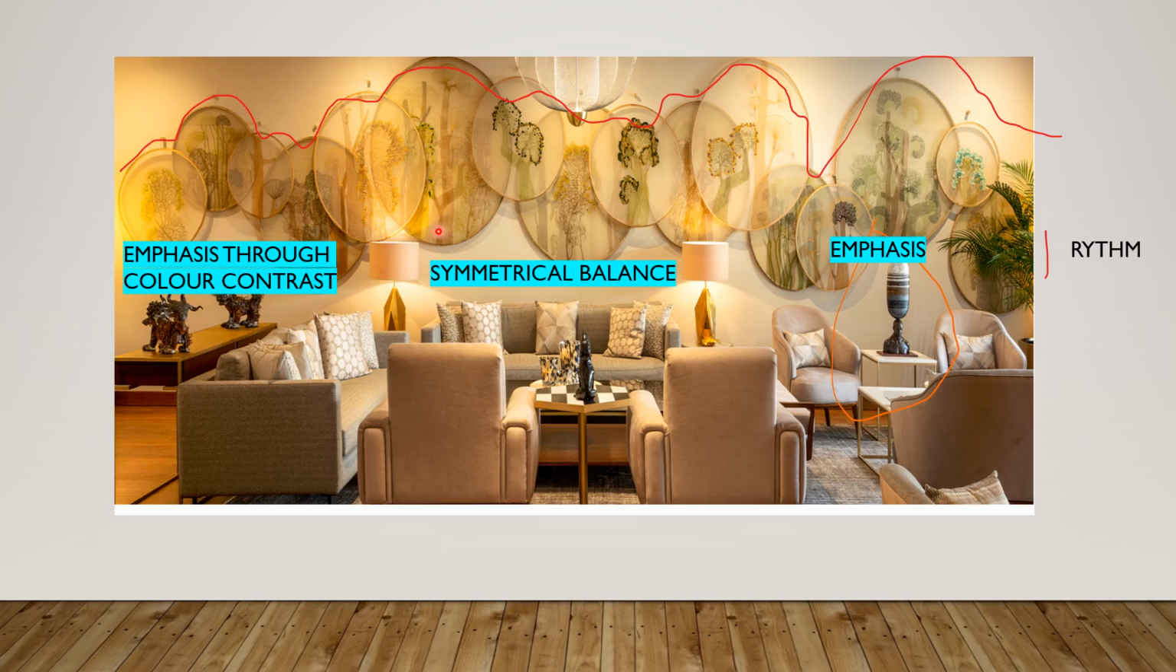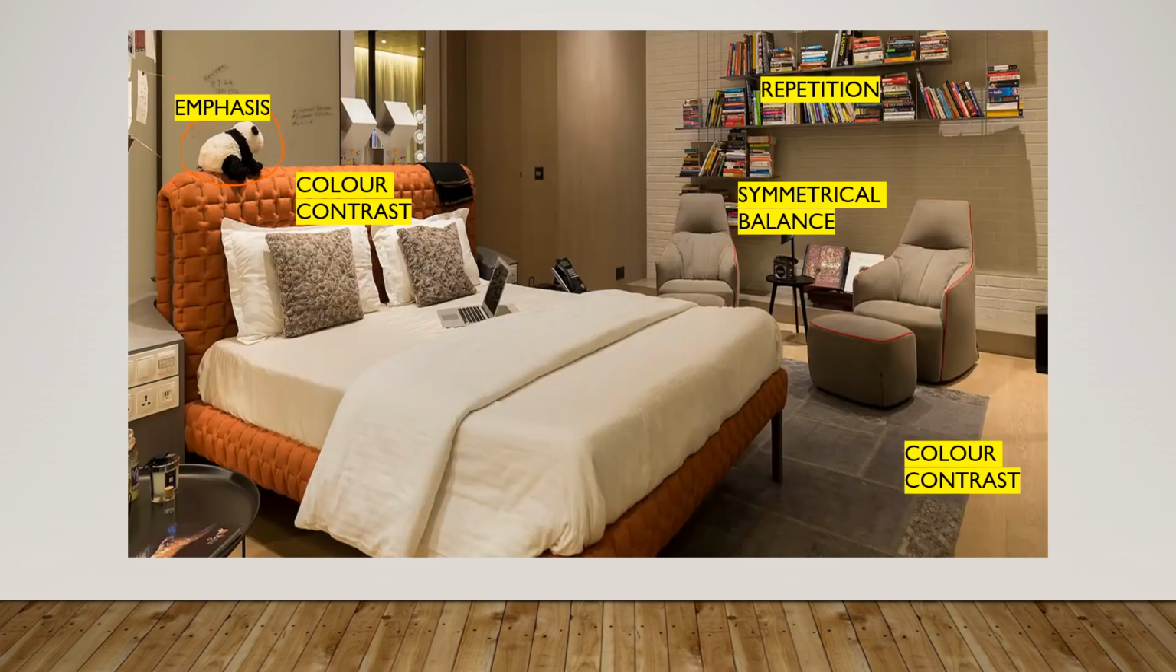This again is a perfect example of symmetrical balance design. This part is providing a rhythm to the space, and it's also repetition. This is again a piece emphasizing the room. Even this is emphasis through color contrast. In this place, this is a symmetrical balance scene.